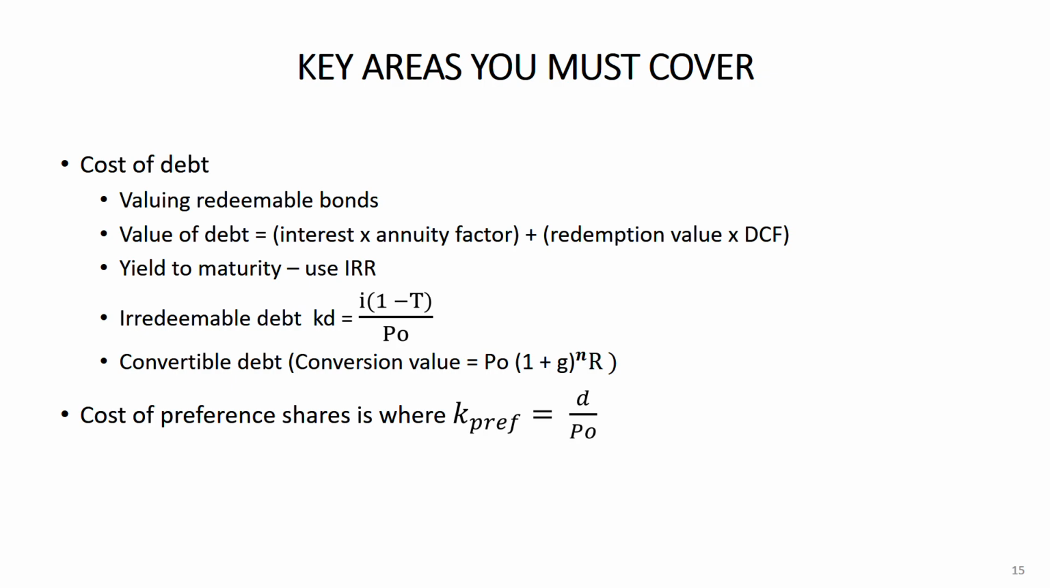Next we have cost of preference share, right? Preference share is not asked, but it's better to know the formula in case you are given preference share. So the cost of preference share is D divided by P0. What is D? It is dividend payments in perpetuity. Whenever preference share or ordinary share comes, dividend will come into the picture.